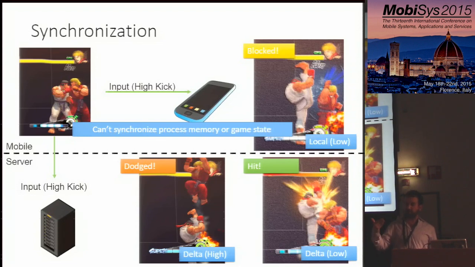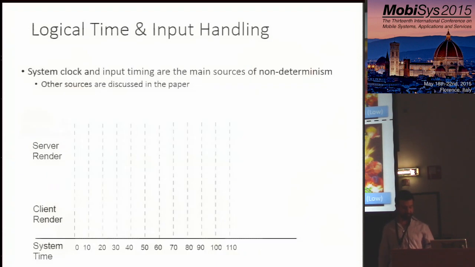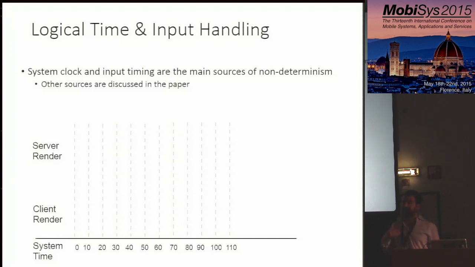Unfortunately, unlike other code offload approaches, we cannot just go and synchronize the whole state of the game because it's really huge. What we really need is to make sure that for a given input, we get the same output in all the 3 instances. What we really need is what we call deterministic graphics output. And to get this deterministic graphics output, what we need is to get rid of all the sources of non-determinism, being the most important ones the system time and the input.